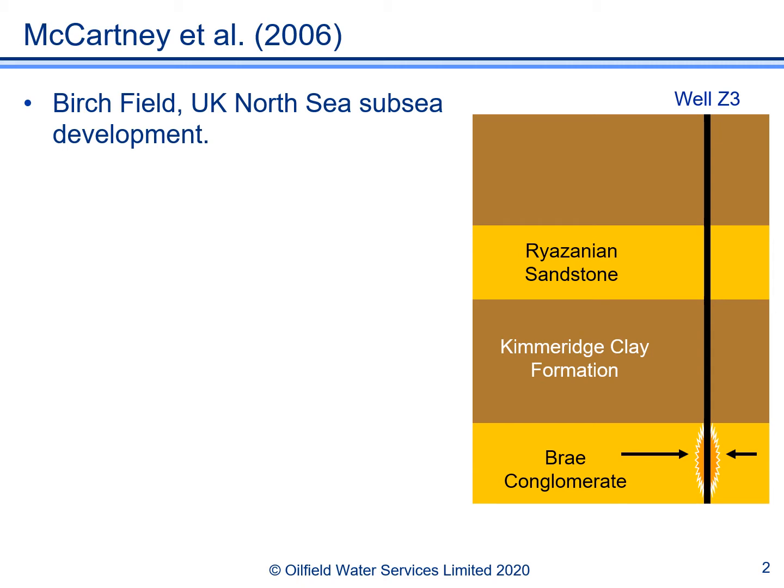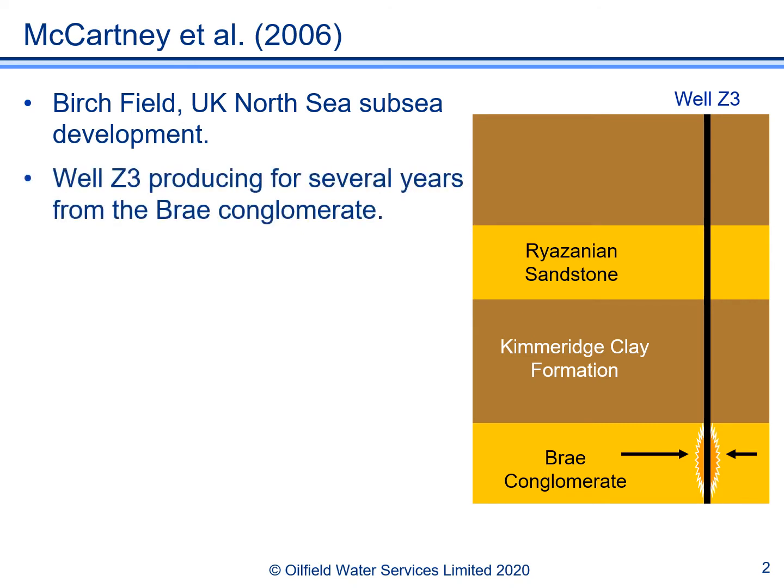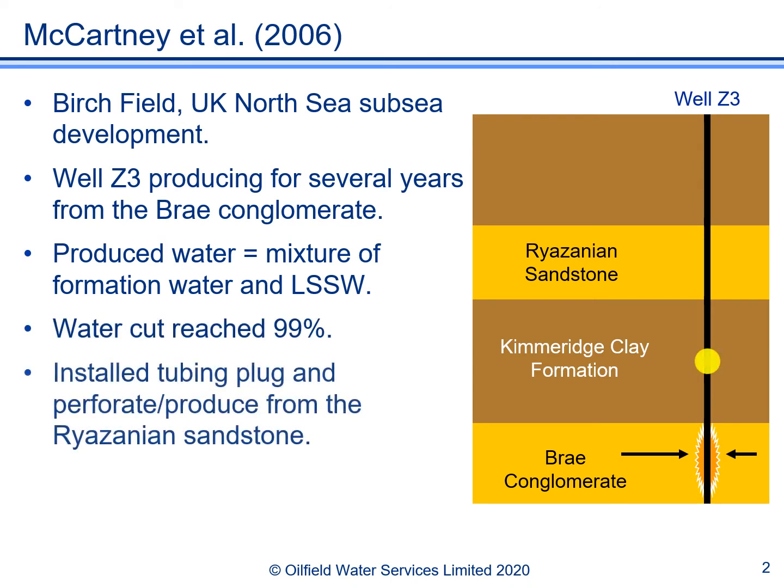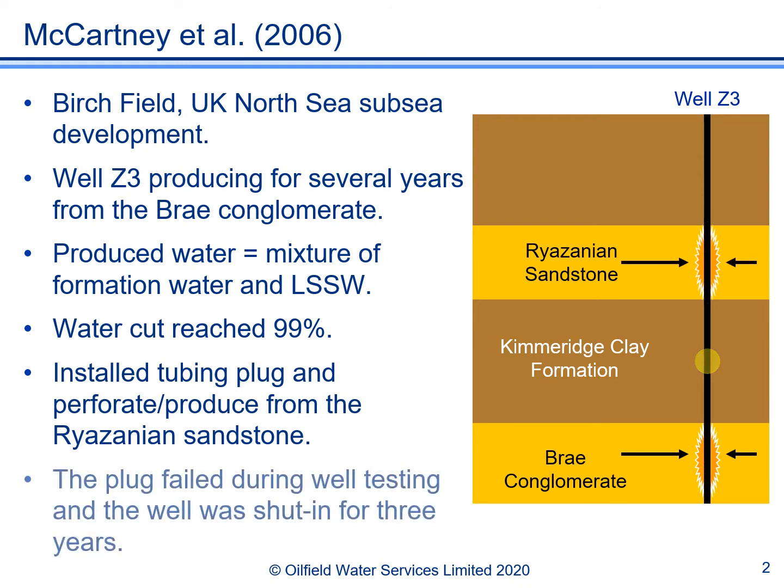At the time of the study, Z3 had been producing for several years from the Bray conglomerate. The produced water was a mixture of formation water and low sulphate seawater, and the water cut had reached 99%. So the operator decided to install a tubing plug and perforate the Ryazanian sandstone to try producing from there. Unfortunately, the plug failed during well testing, and the well was then shut in for 3 years.